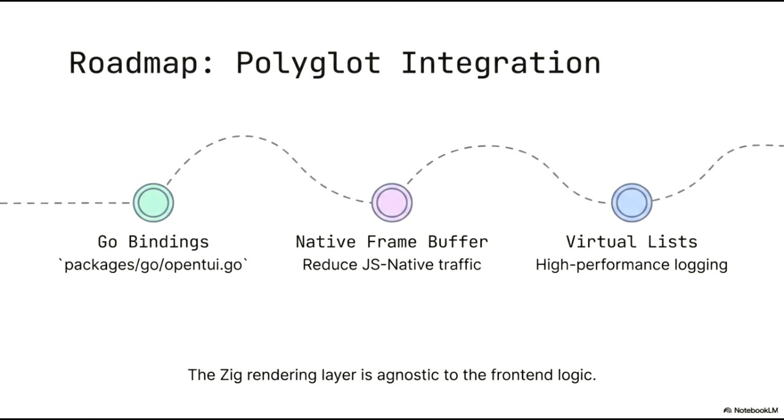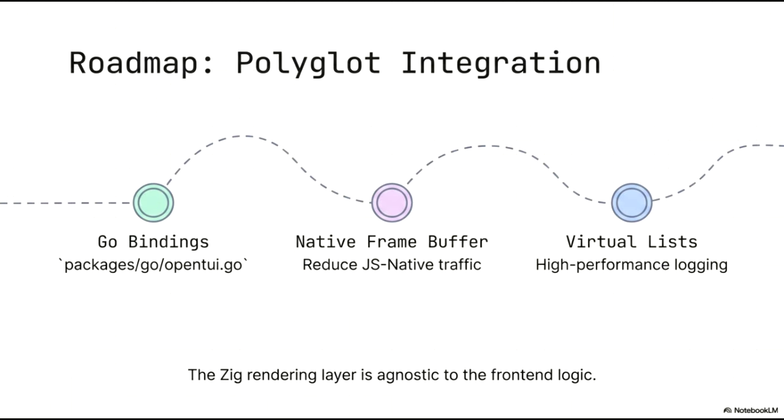Our roadmap for polyglot integration begins with the development of Go bindings, specifically located within the packages/go/OpenTUI.go directory. This provides the necessary foundation for interfacing with Go-based logic. Next, we are implementing a native frame buffer to significantly reduce JS native traffic, which is a critical step for optimizing communication and rendering performance.